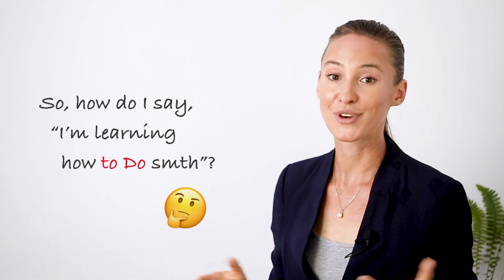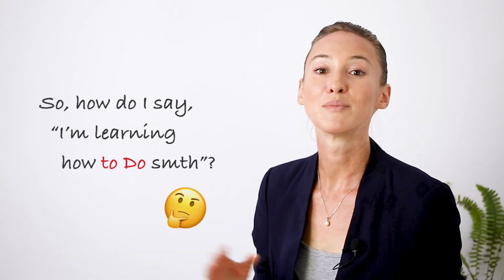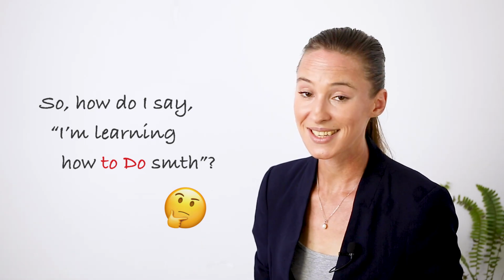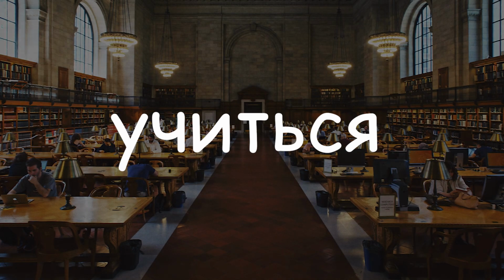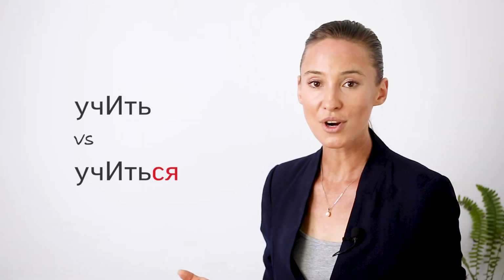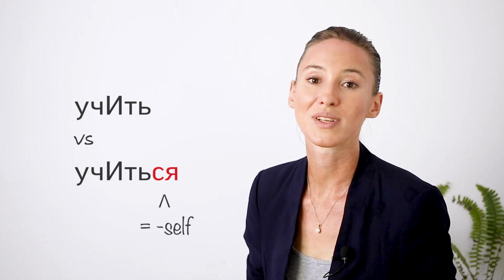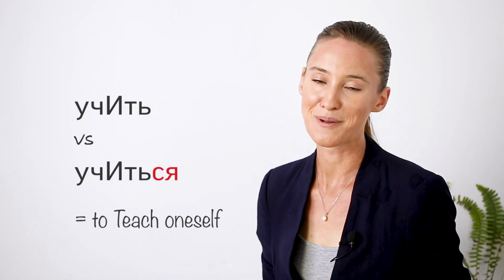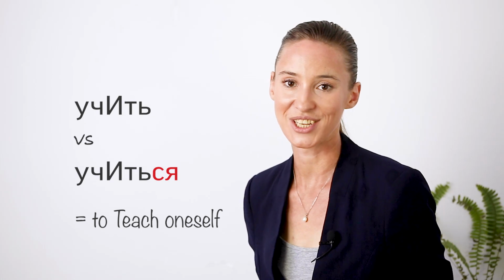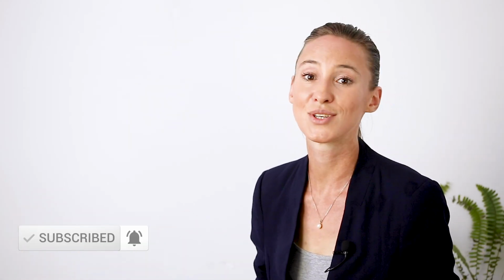And if you want to say, for instance, I'm learning how to draw, I'm learning to play the guitar, I'm learning dancing. Now, for this, you will be using the verb учиться. This little part at the end, ся, means oneself. And the verb учиться actually means to teach oneself. So you're basically saying in Russian, I'm teaching myself to draw. I'm teaching myself to play the guitar. I'm teaching myself to dance, which also means I'm learning to dance.